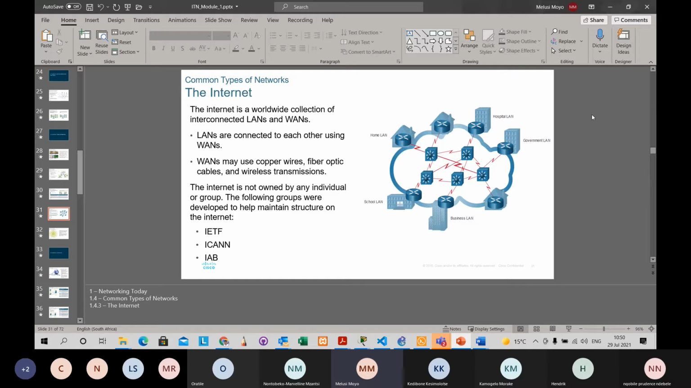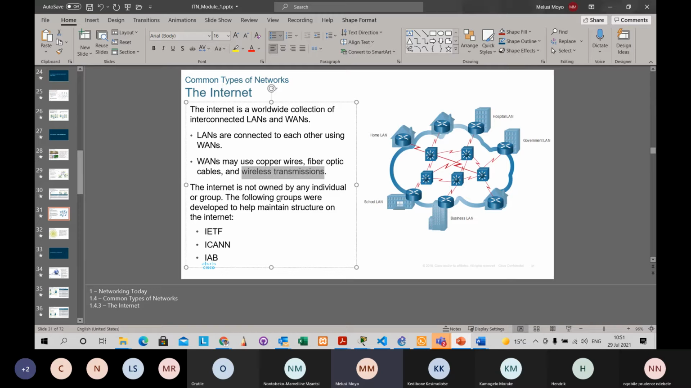All right, and then the internet. So that's the internet there. The internet is the worldwide collection of interconnected LANs and WANs. LANs are connected to each other using WANs. And then also a WAN may use copper wires. So these are the types of mediums, right? The ones that carry the signal. Copper wires, fiber optic cables, and wireless transmission are the mediums.